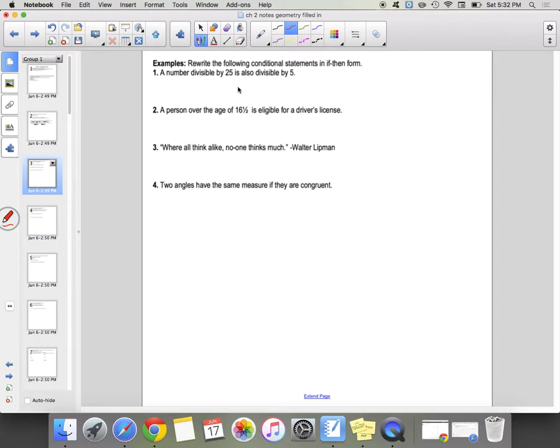And two angles have the same measure if they are congruent. So this one's a little bit different because the if part happens at the end, so the hypothesis is at the end of the sentence. So we would say if two angles are congruent, then they have the same measure.